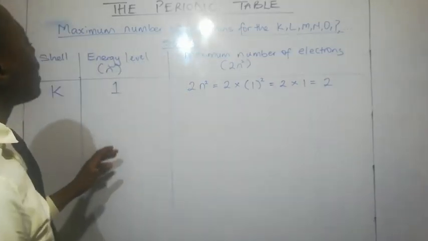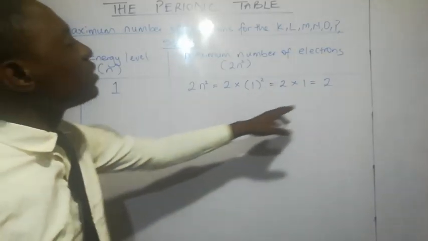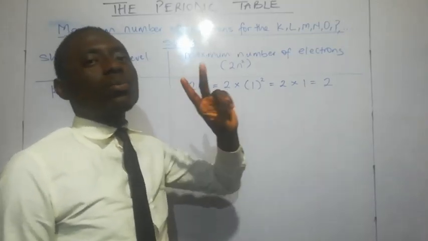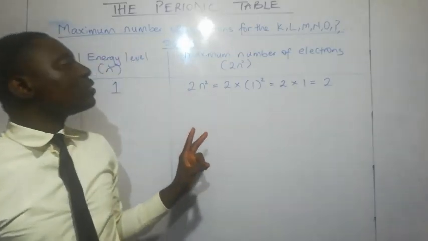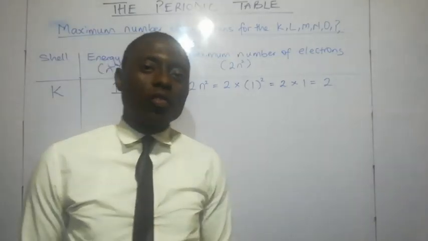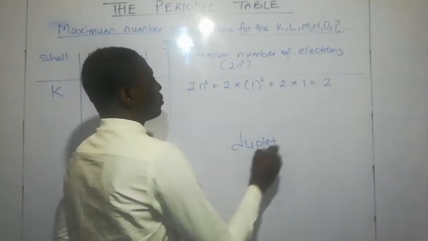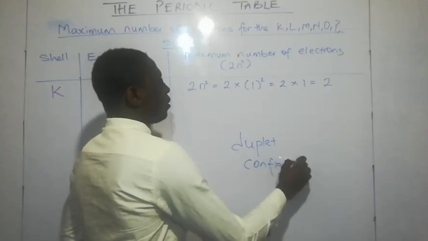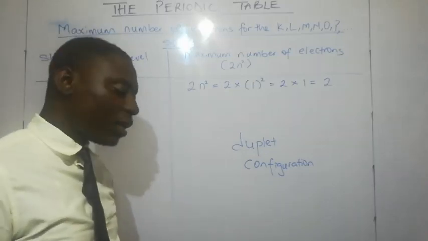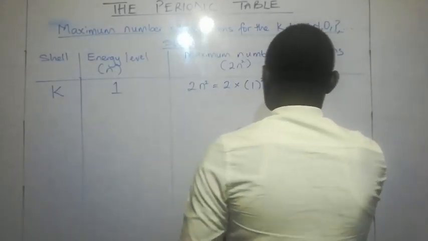So the maximum number of electrons that can stay on the K shell is 2. The K shell can only accommodate a maximum of 2 electrons. And when it accommodates exactly 2 electrons, we call it a duplet configuration. Duplet, D-U-P-L-E-T. So duplet means that there are 2 electrons on the K shell.